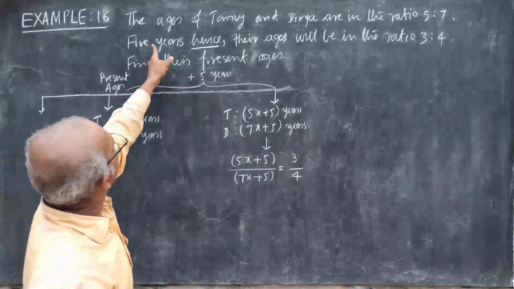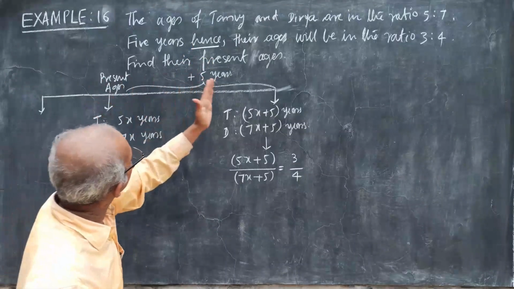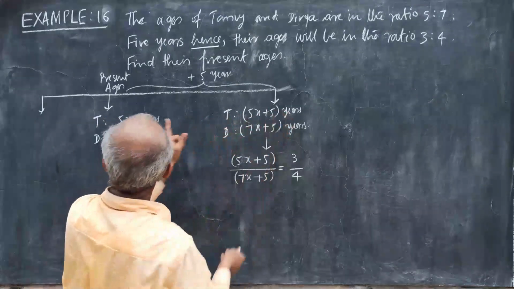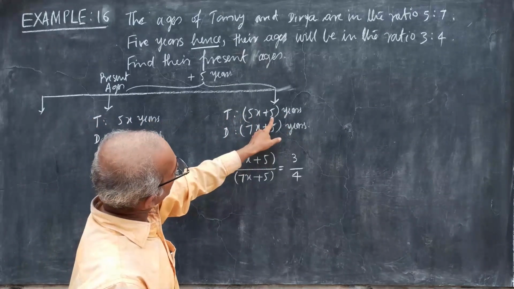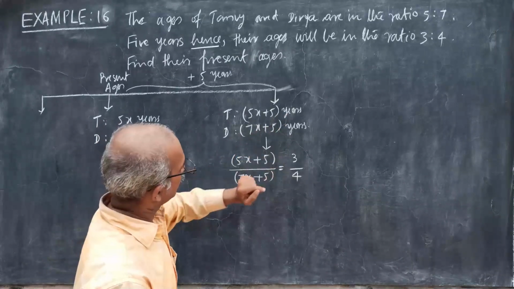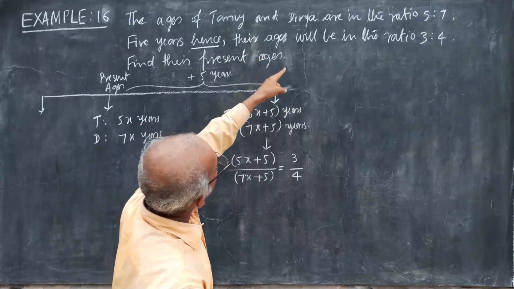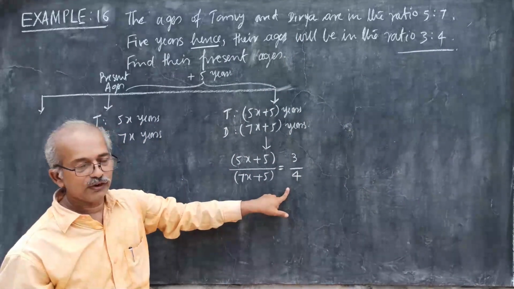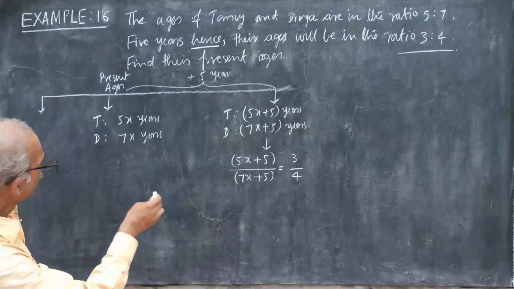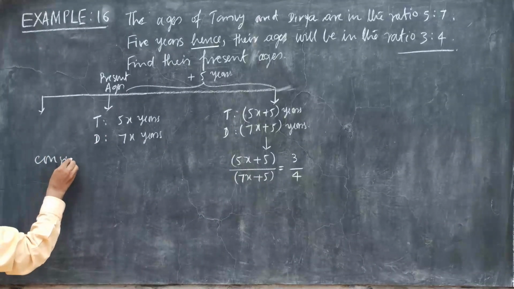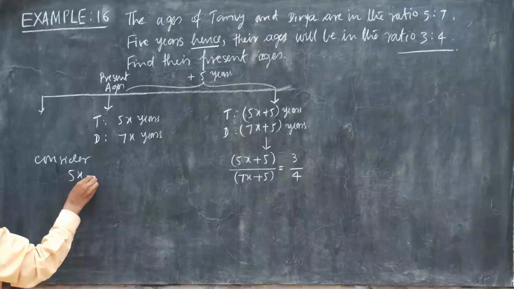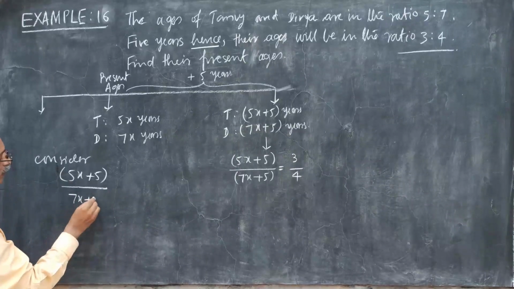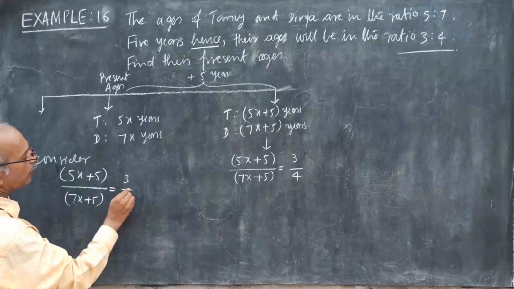5 years hence, hence means plus 5, after 5 years. So 5 years hence, both the ages will increase by 5. So that is Tanya 5x plus 5 years, Divya 7x plus 5 years. After 5 years, their ages will be in the ratio 3:4. So this ratio is given as 3:4. Now we shall simplify this. Consider (5x plus 5) divided by (7x plus 5) is equal to 3/4.